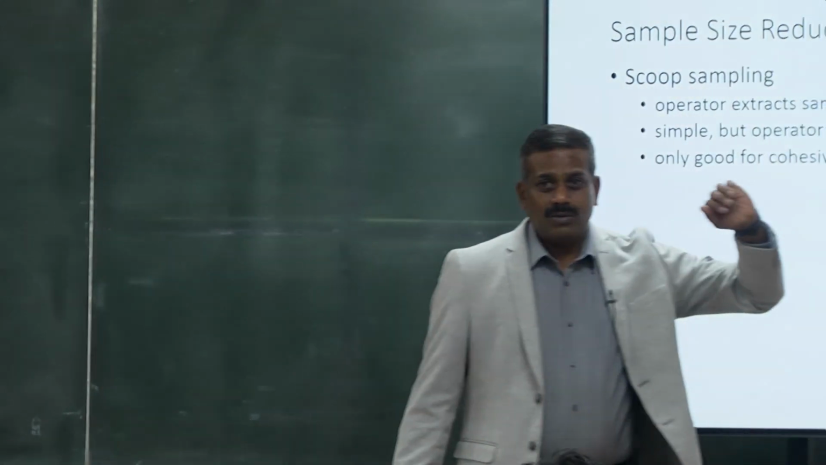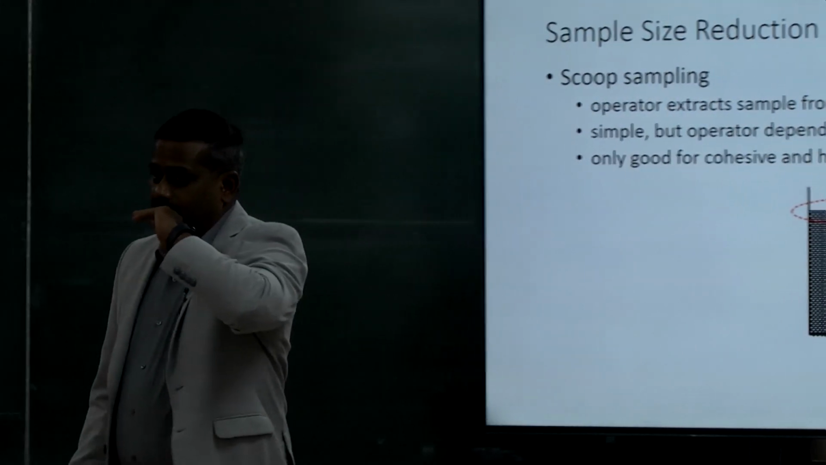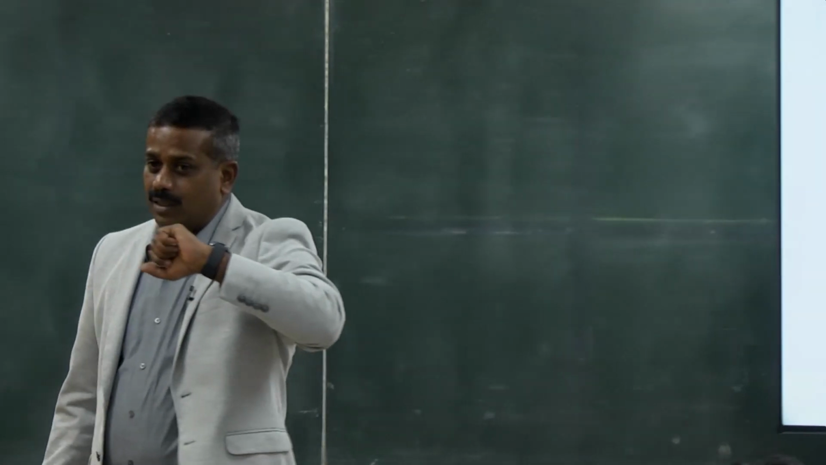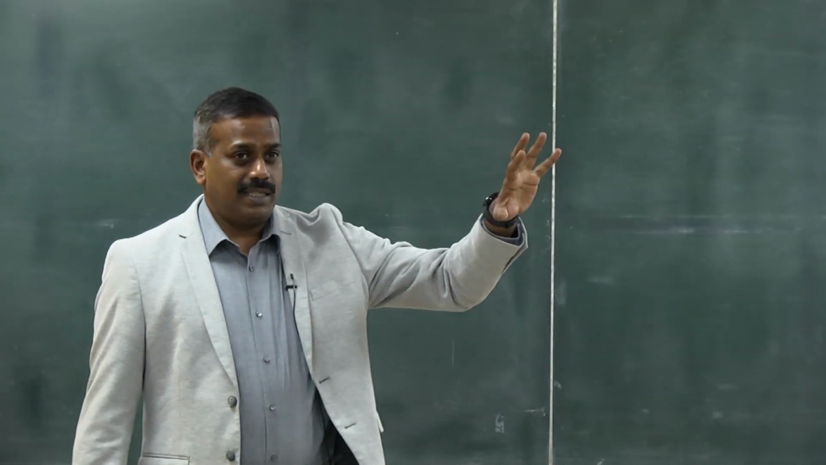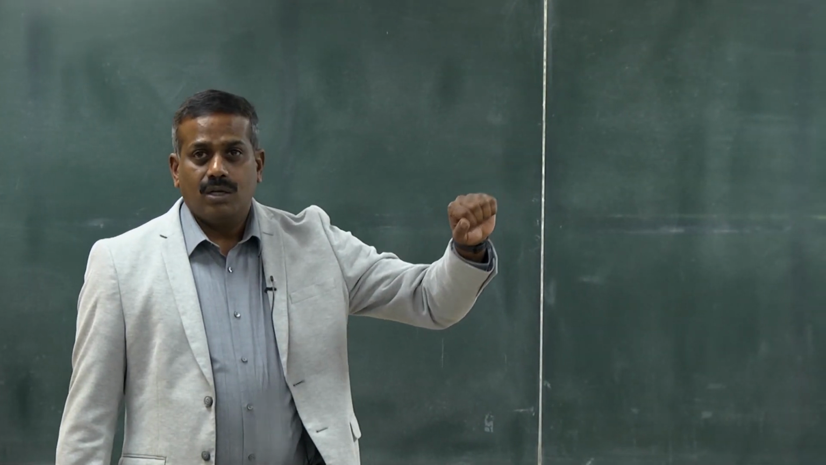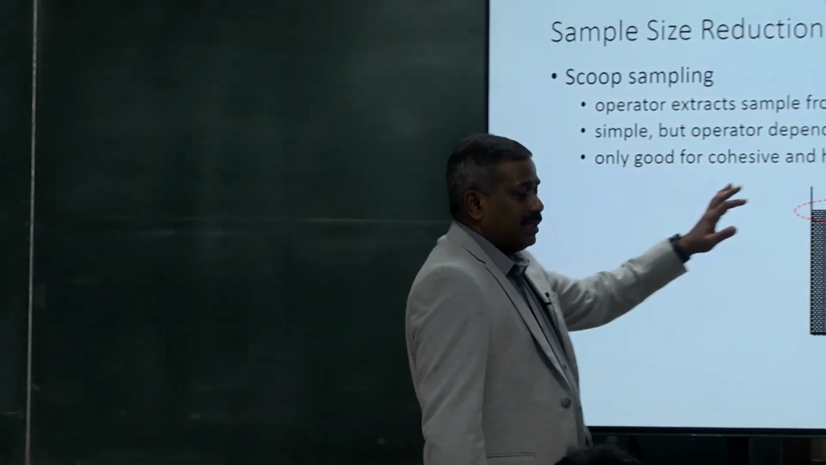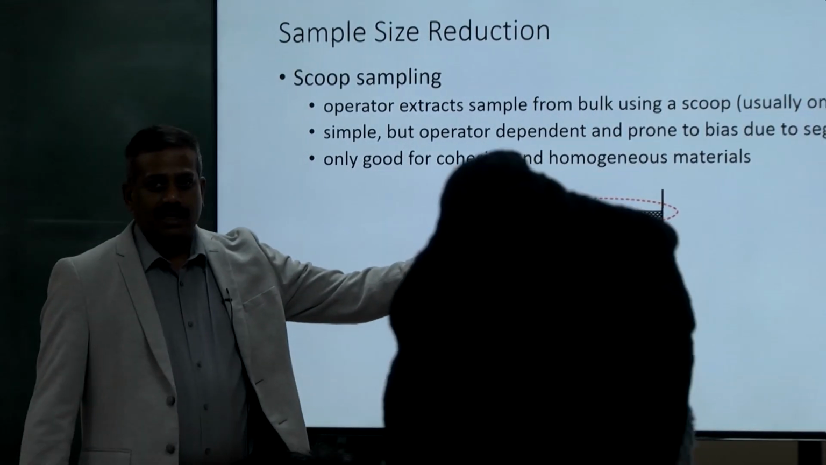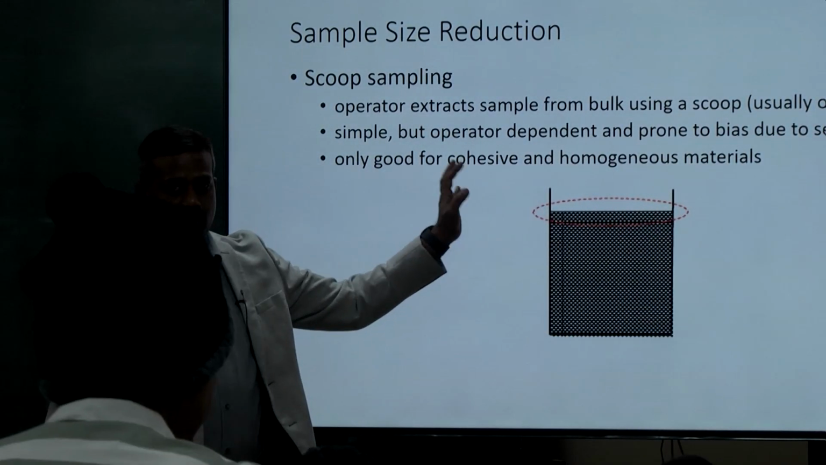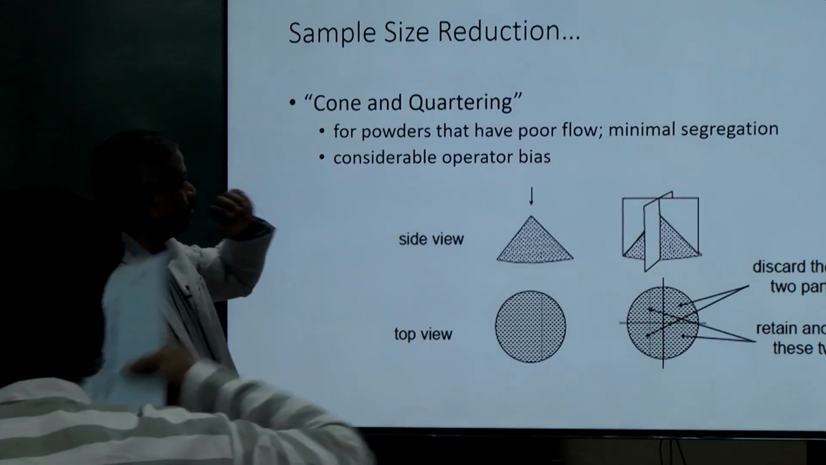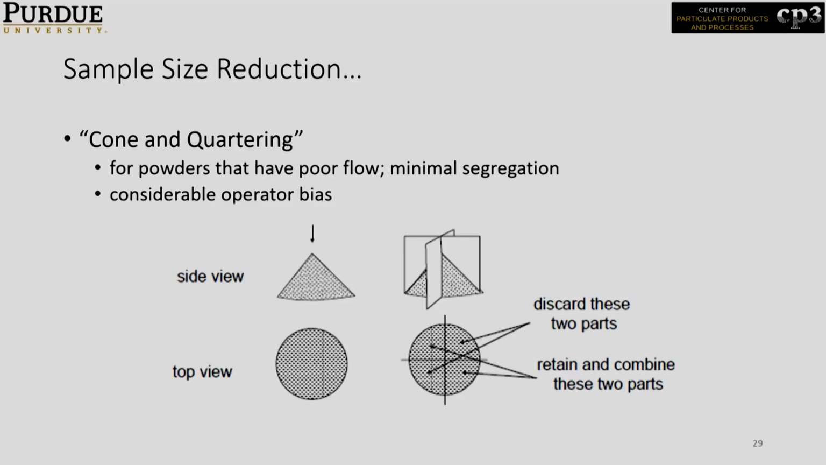Scoop sampling is okay if you are dealing with cohesive powders. If it's cohesive, the chances of segregation will be low, so you can just scoop a sample. But there will be lots of segregation if it's even mildly free flowing. If you do not have any instruments, then one of the methods we suggest is cone and quarter. For example, you are bringing 10 kilograms of sample and you want 100 grams.